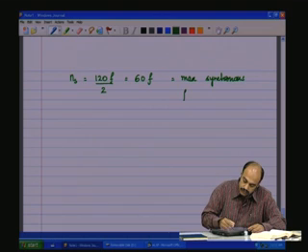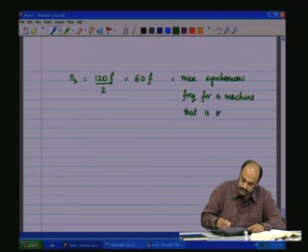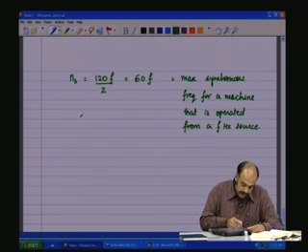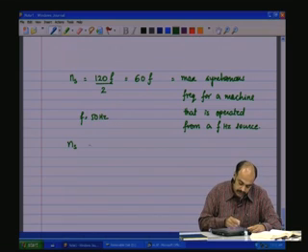speed for a machine that is operated or excited from an F Hertz source. So in India, F is 50 Hertz. Therefore the maximum synchronous speed can be 60 into 50, which is equal to 3000 RPM.